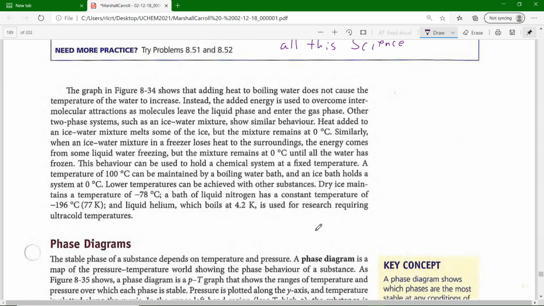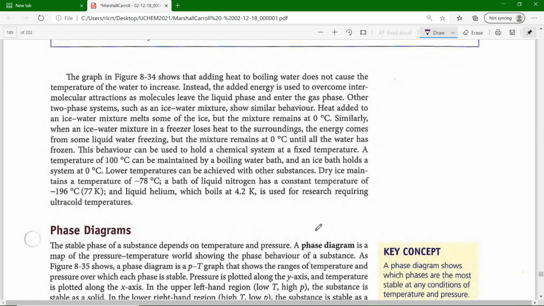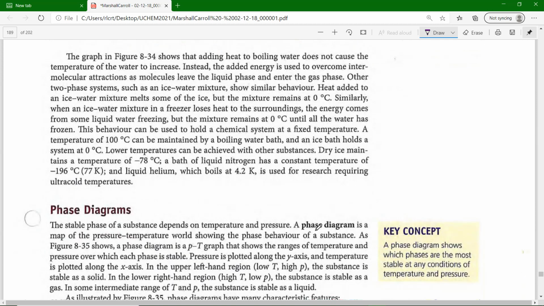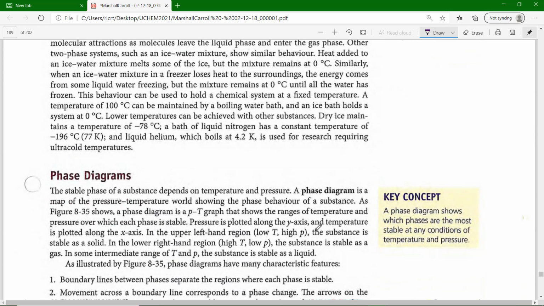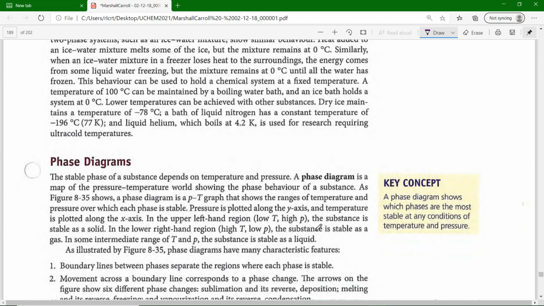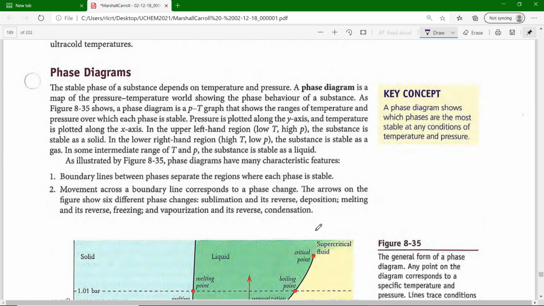Okay, I've said all this before. If we're talking about water baths here, but you can get different baths. If you want to have things happen at colder temperatures, you can use dry ice, which is minus 78. Liquid nitrogen, where you can have a bath at minus 196 degrees Celsius. Liquid helium, well, that's ultra cold stuff.